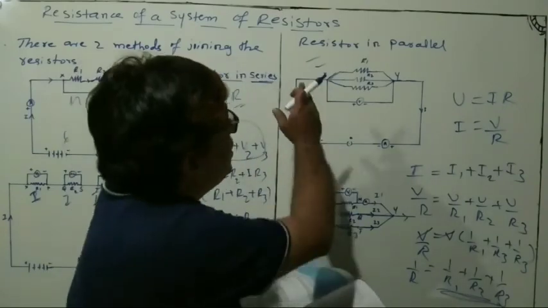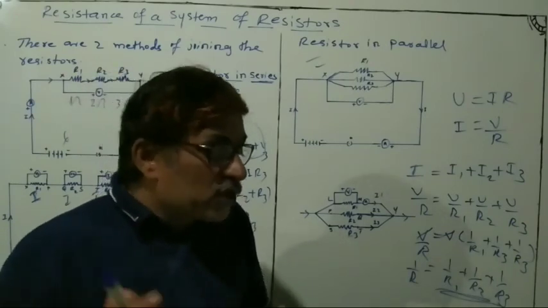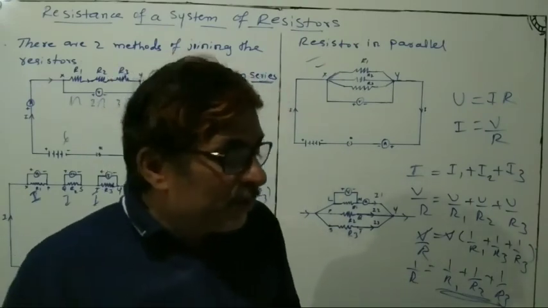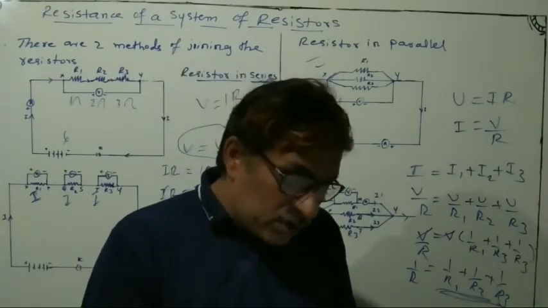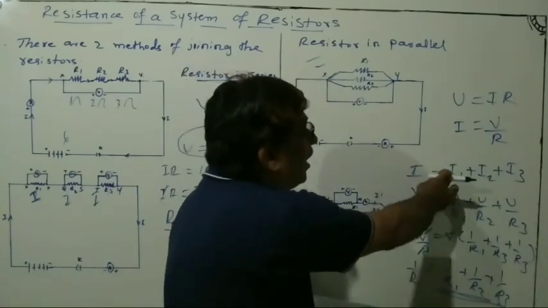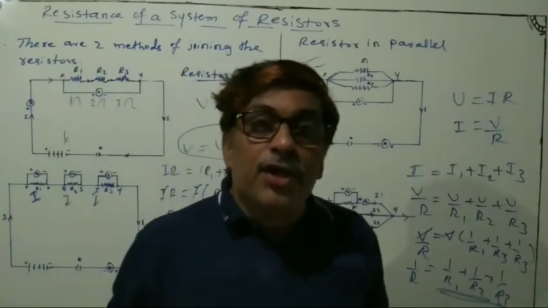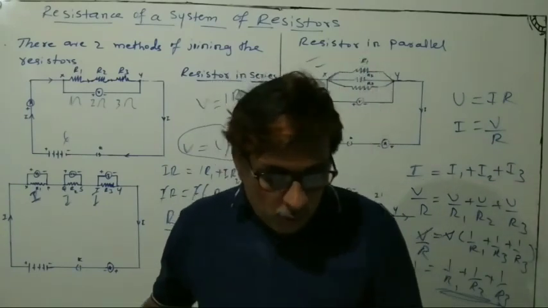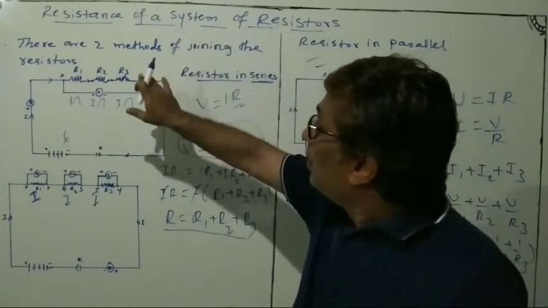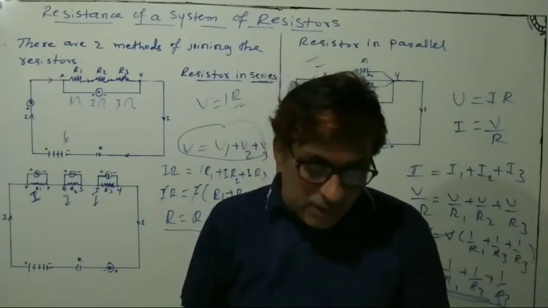You have learned resistors in series and resistors in parallel. For the series, you have to remember V is equal to V1 plus V2 plus V3. For the parallel, you have to remember I is equal to I1 plus I2 plus I3. Then there will be no confusion. So we have completed the resistance of a system of resistors, both in series as well as in parallel.